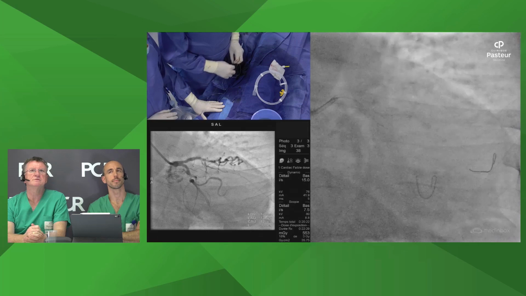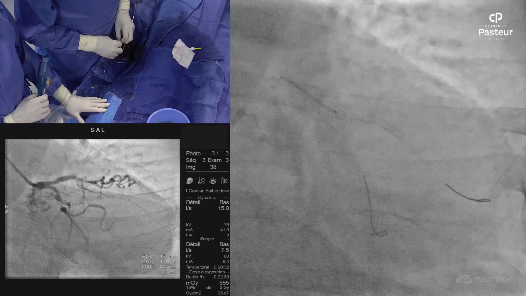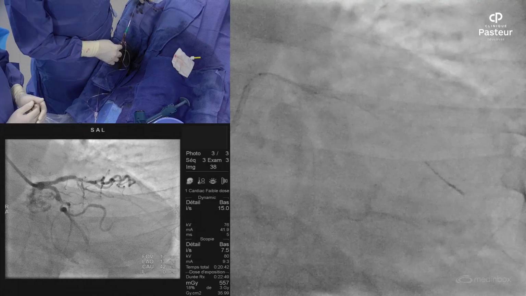Okay, so we are arriving slowly. Slowly. No, it's okay. You are inside. I push a little bit inside. Now we have to push the two wires. This one particularly. Don't lose. Replace the guiding here. Okay. And now try again to advance a little bit.